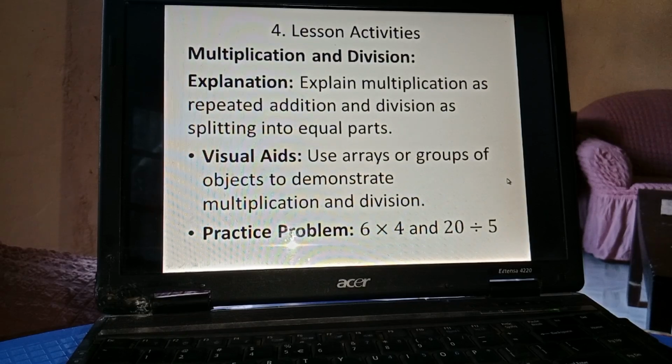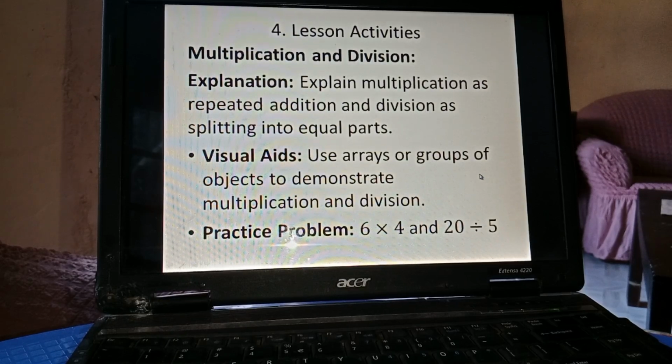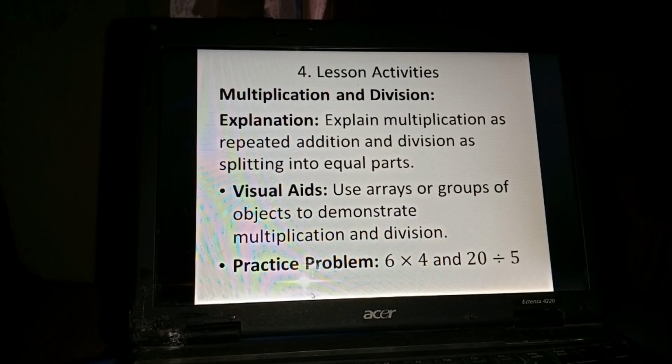Multiplication and division explanation. Explain multiplication as repeated addition and division as splitting into equal parts. Visual aids. Use arrays or groups of objects to demonstrate multiplication and division. Practice problem. 6 times 4, 20 divided by 5.